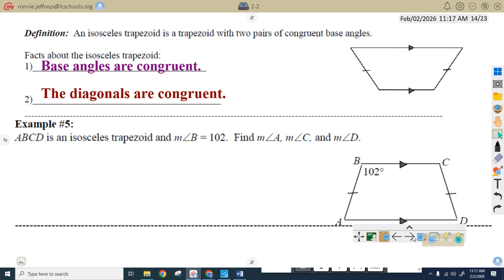All right. Isosceles. All right. If it's isosceles, that means that this is congruent to this, and this is congruent to this, and the diagonals are congruent. Now, I'm not going to draw the diagonals and make them congruent because that'd be kind of messy. Okay?